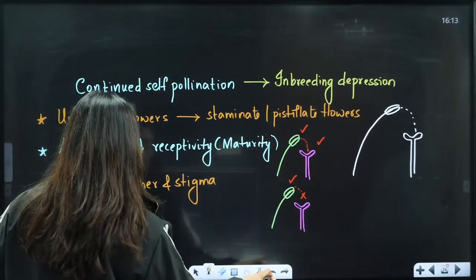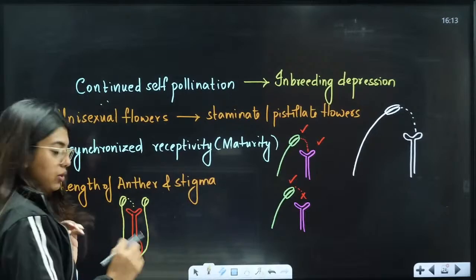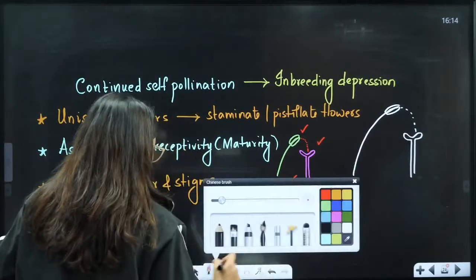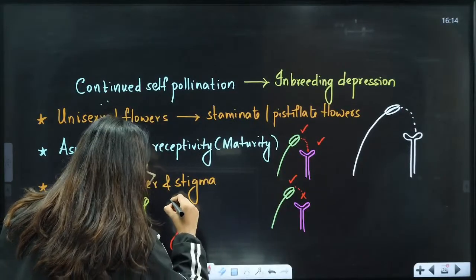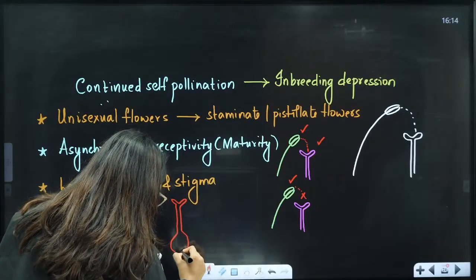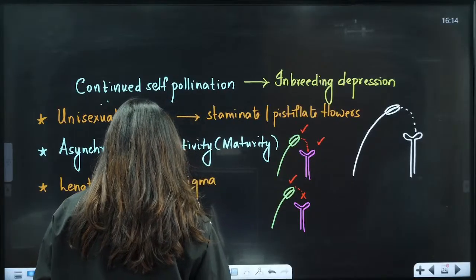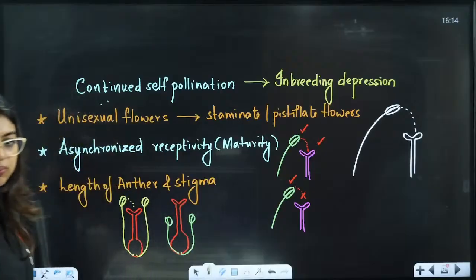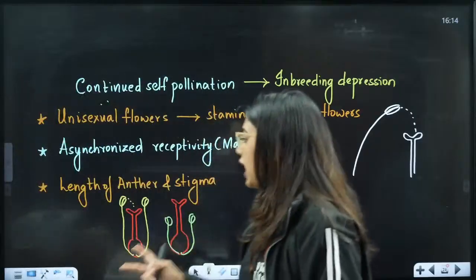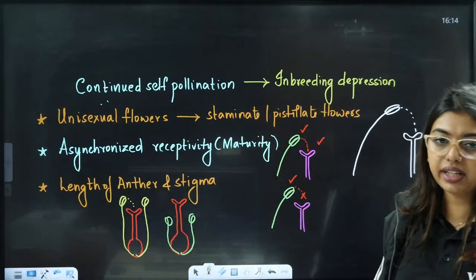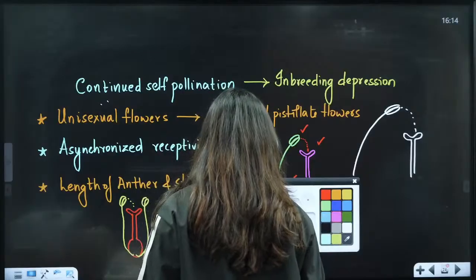Correct. Now what they will do, okay, this is the normal scenario. Now the plant will change the length of one of them. Either it will make the style longer, or it will make the anther smaller. So they do something like this. Now, is it possible? Now it's not possible. Why? Because the height is different. Heterostyly, the height is completely different. Clear to all of you? Yes or no? Done?